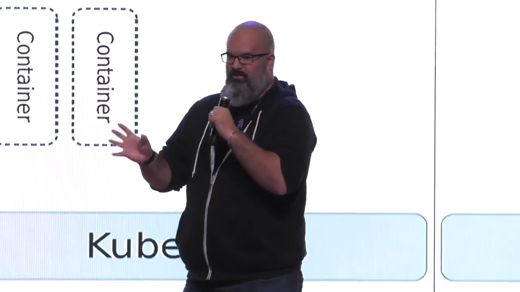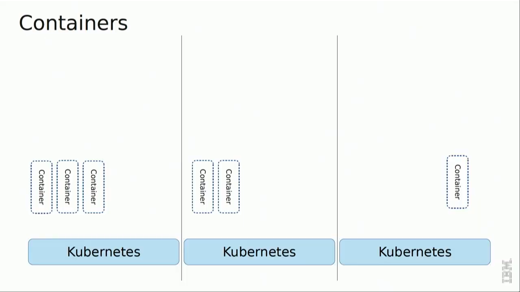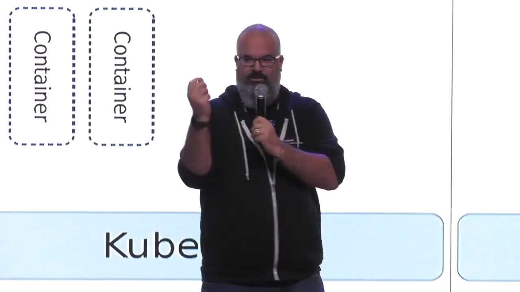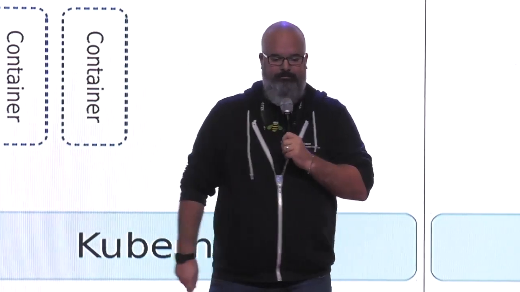So let's talk about the first thing first. Containers. That's what Kubernetes knows about. You can run multiple containers in multiple different Kubernetes clusters, just like this, and that is the smallest entity that Kubernetes knows about.